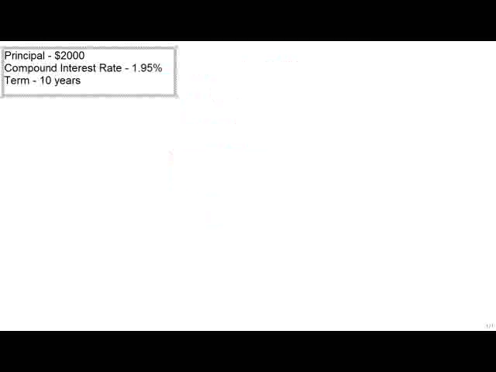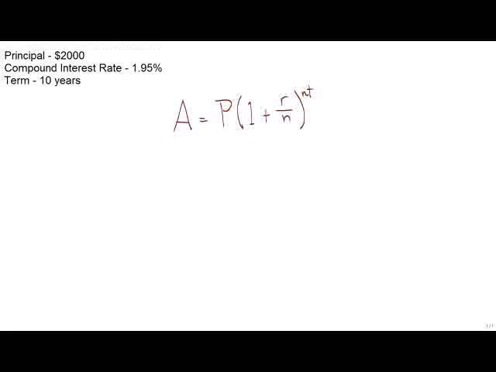Now we're going to look at the same principal with the same interest rate. However, it's going to be a compound interest rate over a term of 10 years. In this instance, we're going to be using the compound interest rate formula. So here we're going to have A, that's going to equal the final value of the investment. So that's going to be the principal plus the interest. The P will stand for the principal.